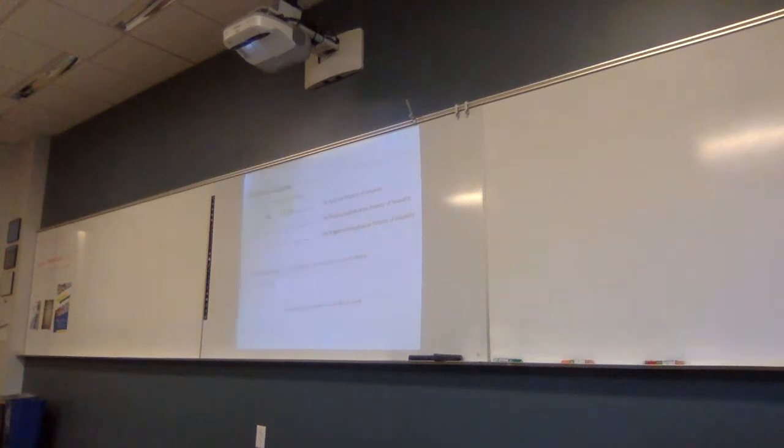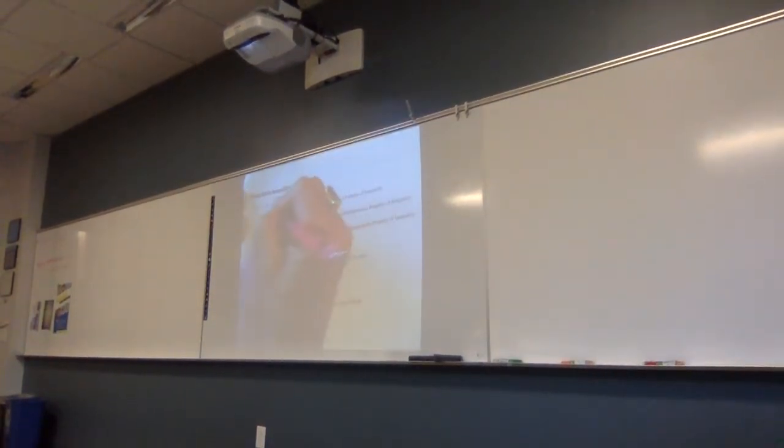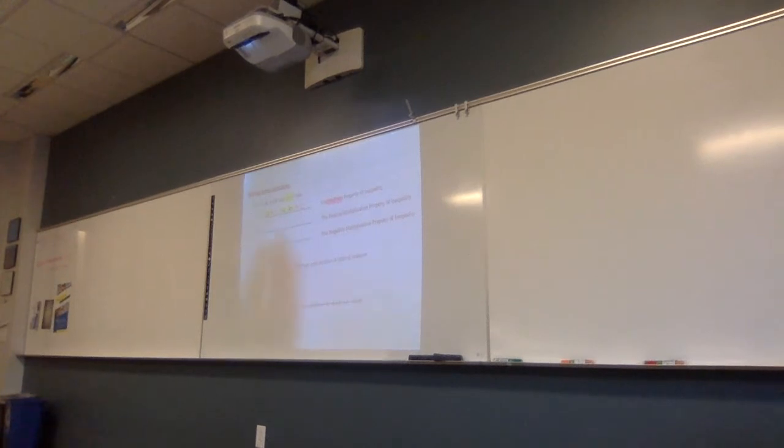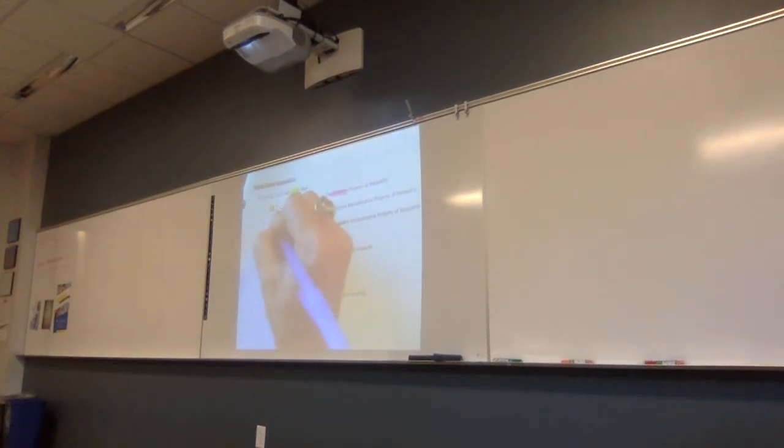The addition property of inequality states that if I add another real number C to both sides of the inequality, I don't change the inequality. A plus some number C is less than B plus some number C if A is less than B. I'm adding the same thing to both sides, nothing changes in terms of the inequality. Makes sense? Yeah.